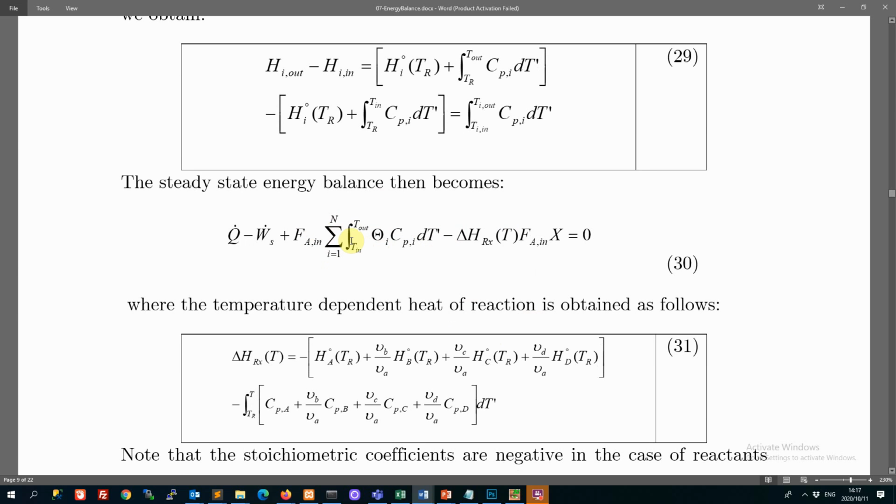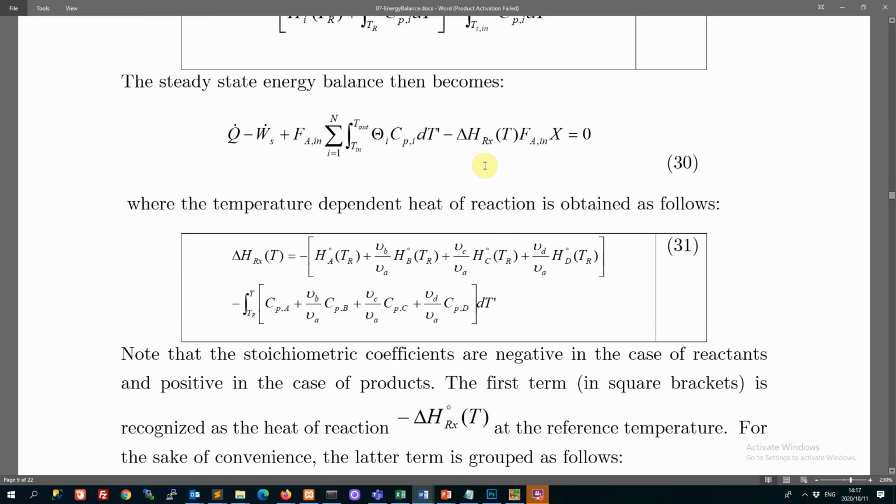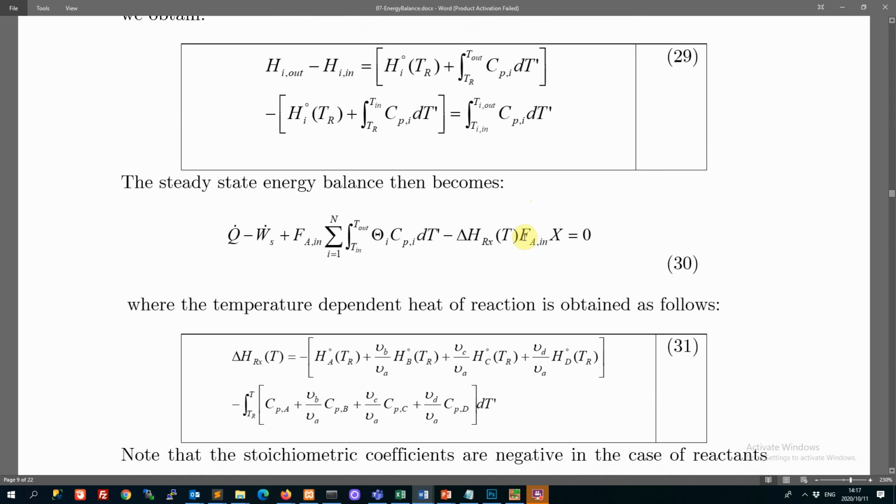So instead of having this big sum of F_i in H_i in minus H_i out, now we have this much friendlier heat capacity version. Again, this is looking much closer to the nice chemical engineering style of equation that we are familiar with. And then we have this heat of reaction term here. Of course, we had said that this is the net result of some enthalpy contributions, so let's go back and look at that.